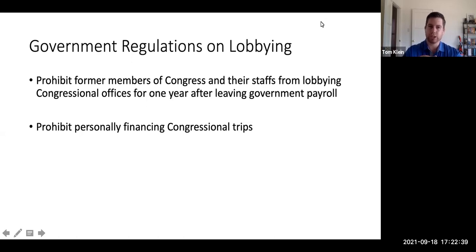Other government regulations, as I said before, if you leave public office, you have to wait a year before joining a lobbying firm. And also, if you're a lobbyist, you can't buy trips for Congress people. Okay, you can't send them to Hawaii for a week as a gift, because again, that kind of counts as bribery. Not kind of, it does count as bribery.